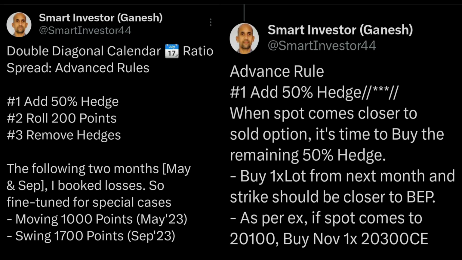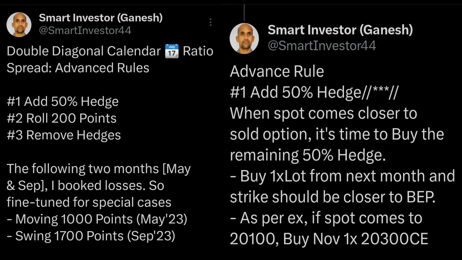So we are getting into a stock market simulator. I will keep my strategy there, what I have taken, and we'll understand how these adjustments avoid these losses and convert it into good profit. There are basically 3 steps we need to adopt. First, we need to add a hedge when the spot comes to the sold option strike, which would be the BEP strike.